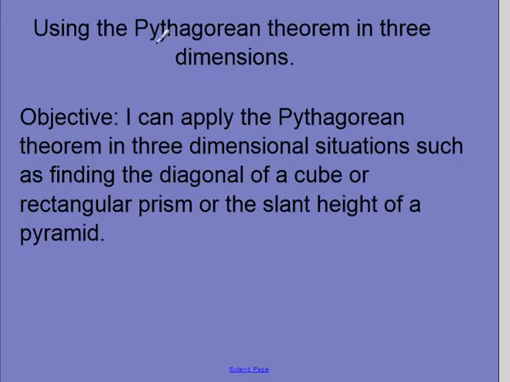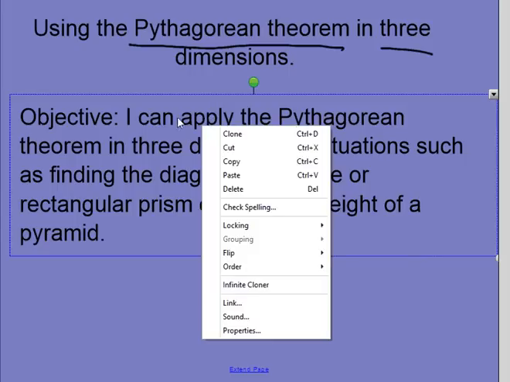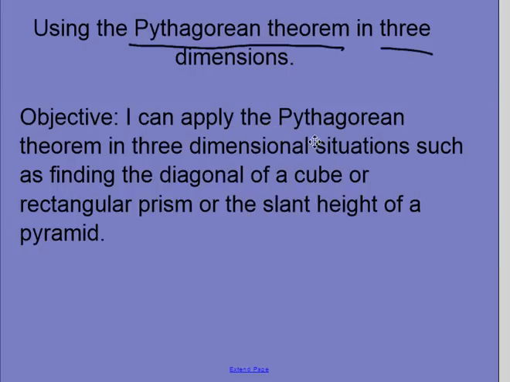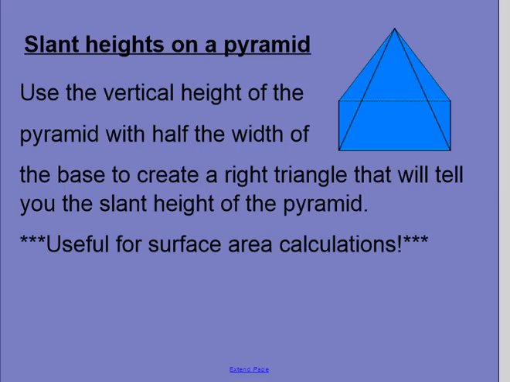Today's topic is using the Pythagorean theorem, which you guys are getting pretty good at, in 3 dimensions, which is a little bit trickier, but only because it's sometimes hard to visualize what's actually happening. So our goal today is that you can apply the Pythagorean theorem in 3-dimensional situations, such as finding the diagonal of a cube or rectangular prism, or the slant height of a pyramid. Those are probably words that you're not very familiar with, but in a few minutes you will be, so don't panic. Okay, so slant heights on a pyramid.